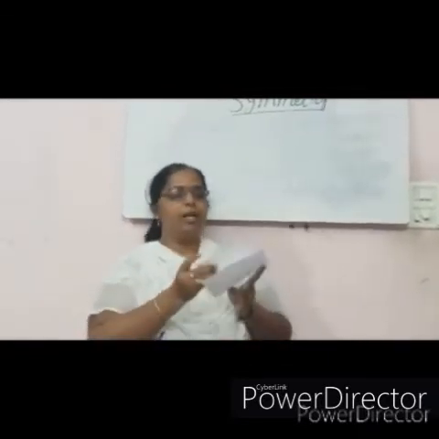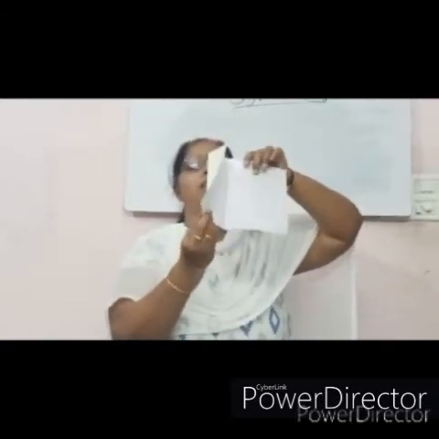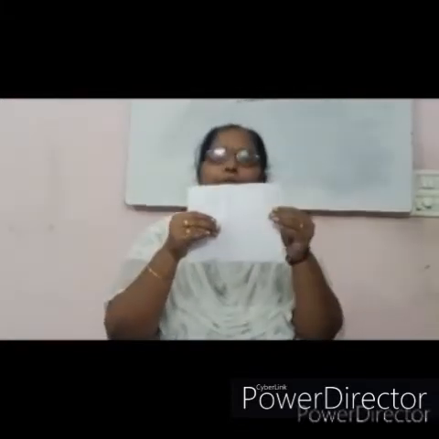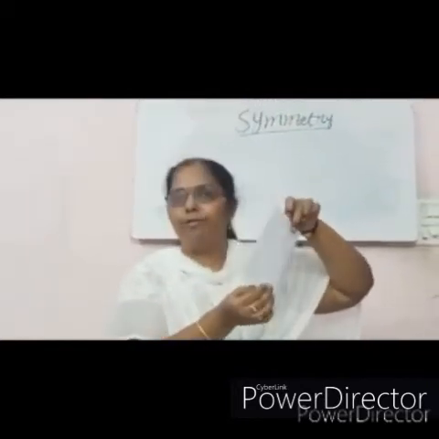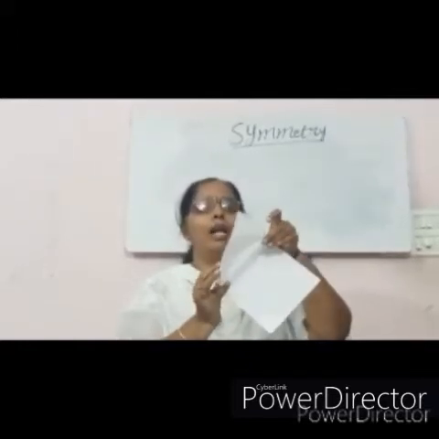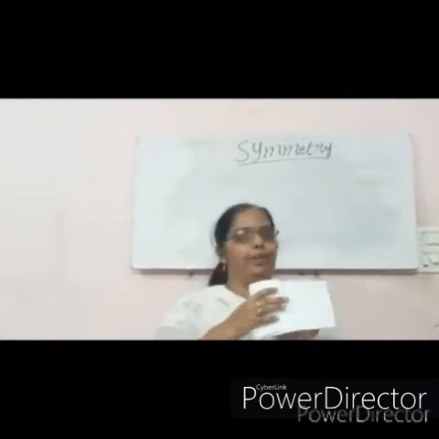For example, if I fold it here instead of the center of the paper, now if you observe, the first part is not completely overlapping on the second part. Such types of figures are called asymmetrical figures. So when the figure completely overlaps on each other, such figures are called symmetrical figures. When they are not overlapping completely on each other, such figures are called asymmetrical figures.